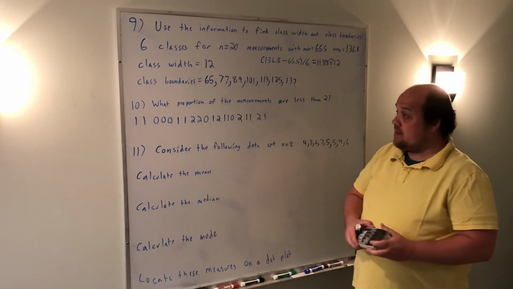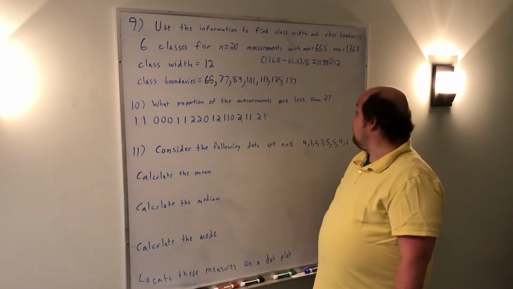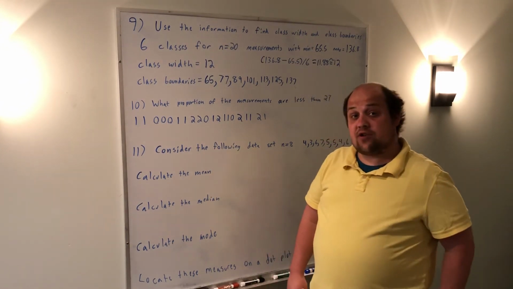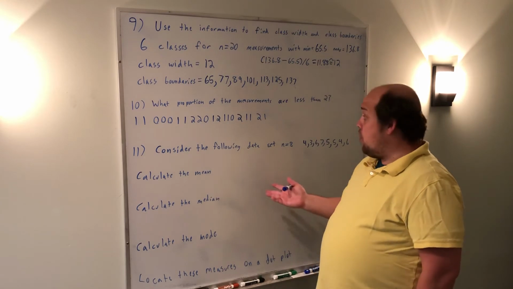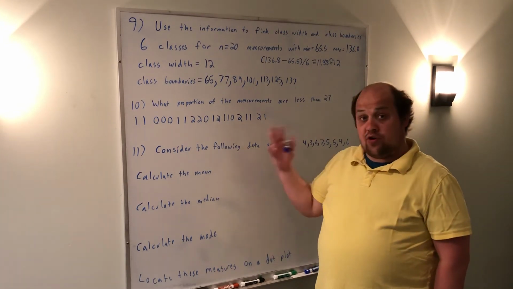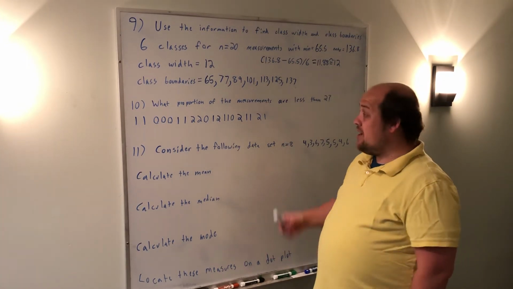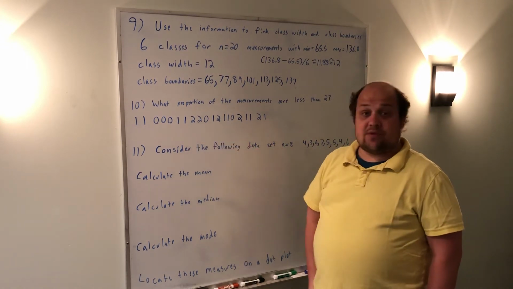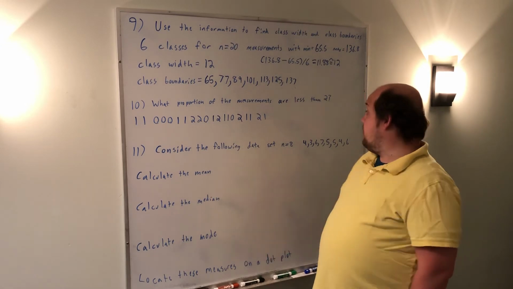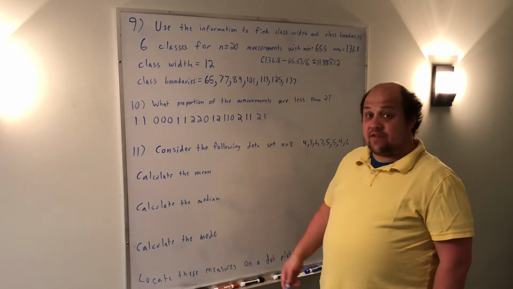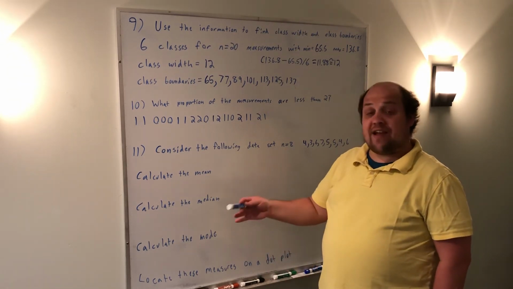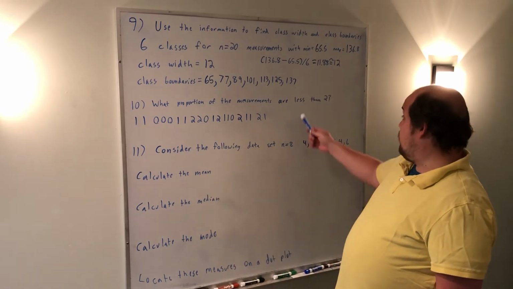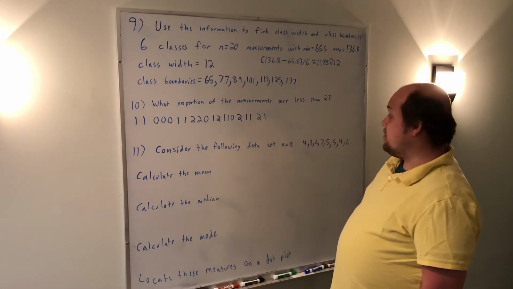For number 10, they ask me what proportion of measurements are less than 2. They do say to make a relative frequency histogram from the information. It would be wonderful if you did that. It would be helpful. You could go through all the steps and get the proportion. But really, for what the question's asking, I can just count how many numbers there are, count how many of them are less than 2, and that division will give me the proportion without having to do all of the relative frequency steps.